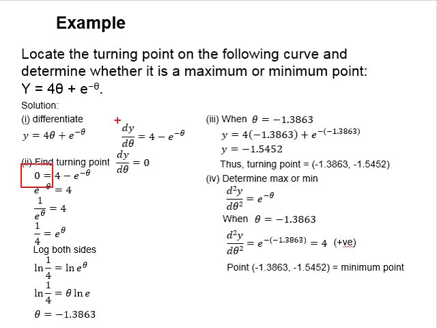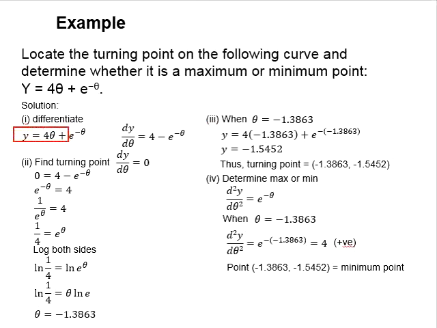Substitute 0 into the function of dy/dθ. Solve the function with the existence of the log, and you will get θ equals negative 1.3x63. You need to determine the point. Now we have the θ here. Your next step is to determine the y.